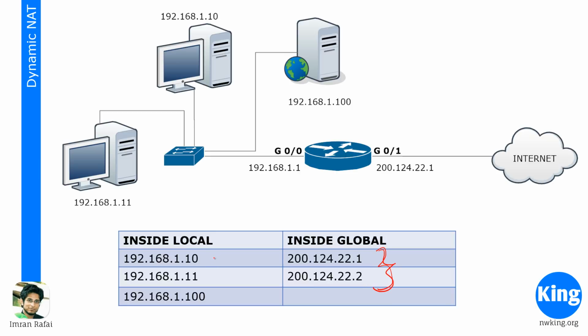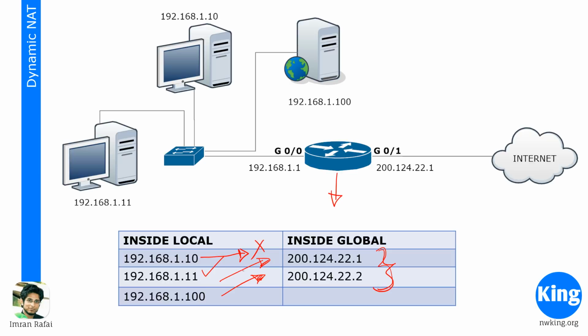Now when the first device, let's say this device comes in first, .11, it gets mapped to the first available IP address. Second, let's say 192.168.1.100 comes in, wants to go to the internet, so the router assigns 200.124.22.2 to this device. Now when our third device, 192.168.1.10, wants to go to the internet, it will not have an IP address to assign to it and it will drop that packet.